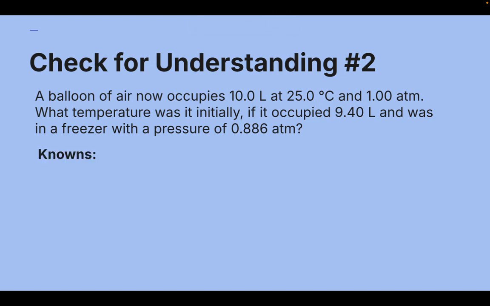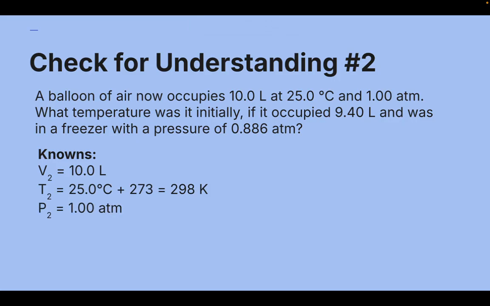For this problem, you should have found your known variables to be 10 liters for your final volume, 25 degrees Celsius for your final temperature, which you should have converted into Kelvin, a final pressure of 1 atmosphere, an initial volume of 9.4 liters, and an initial pressure of 0.886 atmospheres. And then you were solving for your initial temperature.